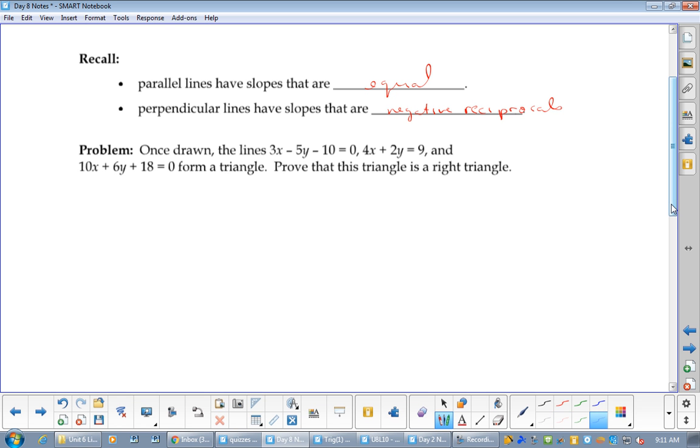Okay, so for parallel, if m equals 1/2, a line that would be parallel to it would be m equals 1/2. If you have perpendicular lines, if m equaled 1/2, something perpendicular to it would be what? -2, or more specifically, -2/1. Okay?